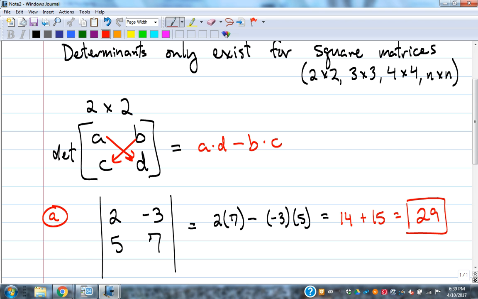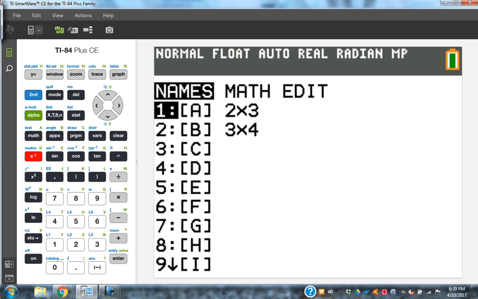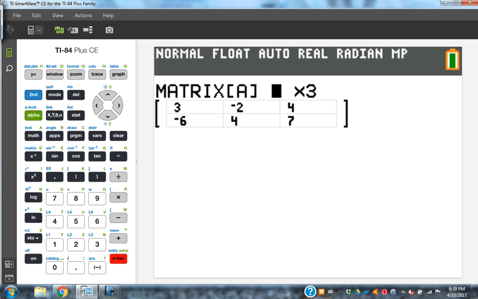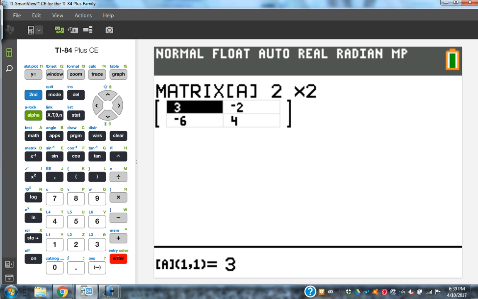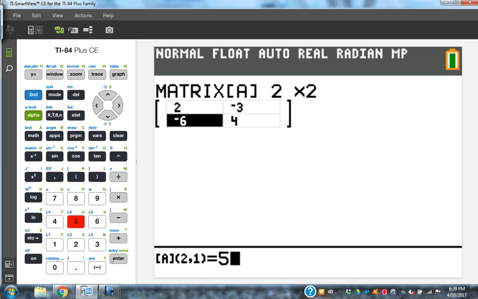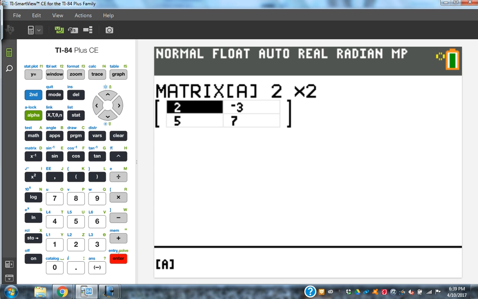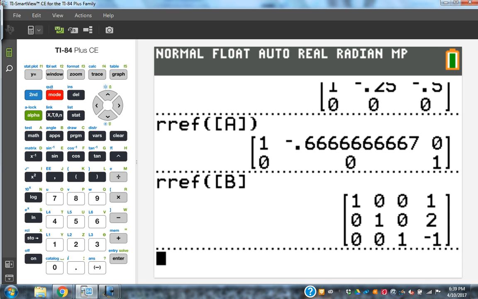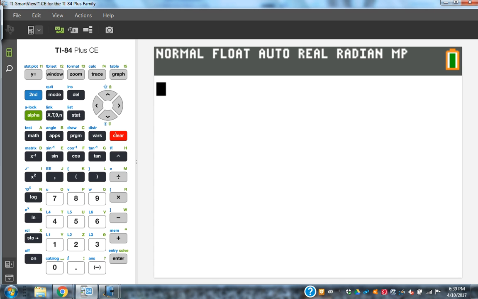Now, with the calculator to do a determinant, I'm going to show you how to do that. You just go to your matrix, go over to edit, and put a 2 by 2 in there. So I'm just going to use matrix A. I'm going to change it to a 2 by 2 matrix. And I'm going to type that one in. 2, -3, 5, and 7. And then I'm going back to the regular calculator screen. So second mode to go back to the regular calculator screen. I'm clearing all that out so I can get back to the top.